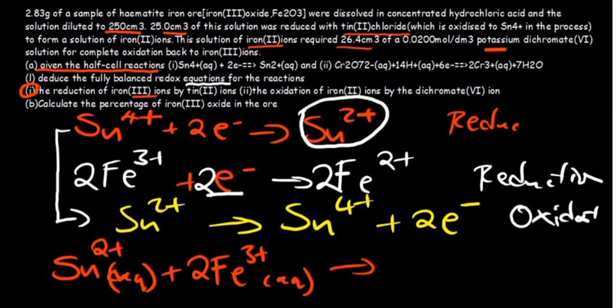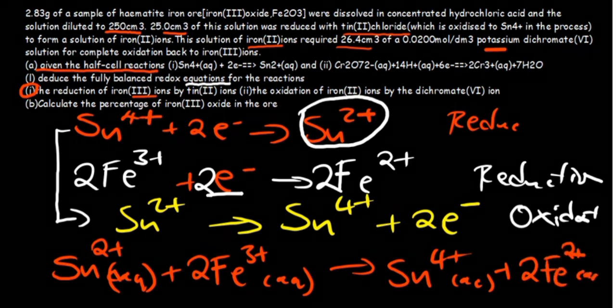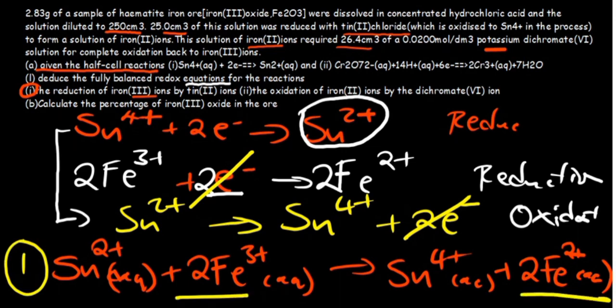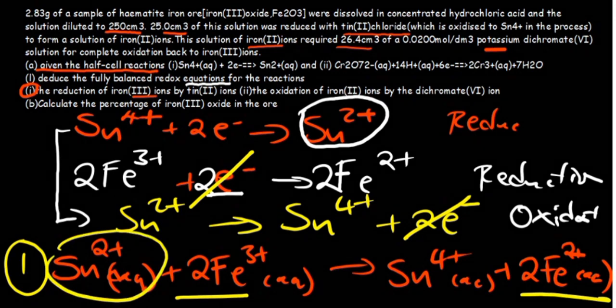On the right hand side, we then have tin 4, of course in aqueous, plus that was also 2. So we have iron 2, which is also in aqueous. Now, notice that in writing my equations here, I have not shown the electrons. This is because if we write them on the left and the right hand side, they're just going to cancel out. So this is our first deduced equation showing the reduction of the iron 3 to iron 2 done by the tin 2, which is on the left hand side. So this is how you come up with a balanced redox reaction.